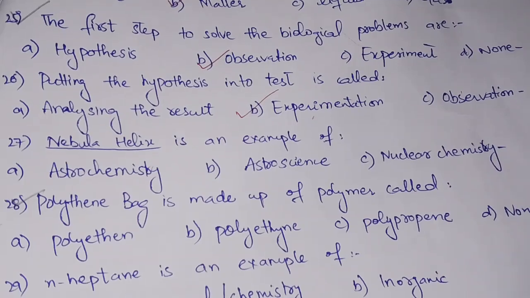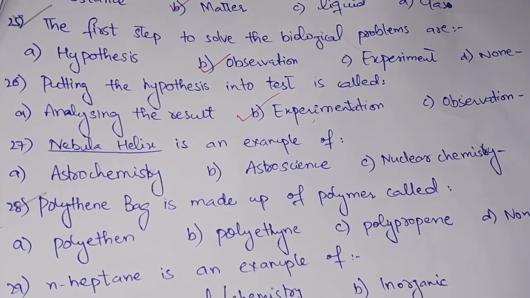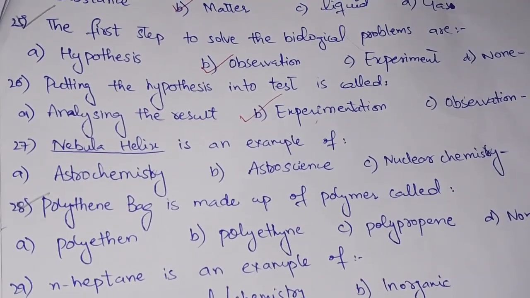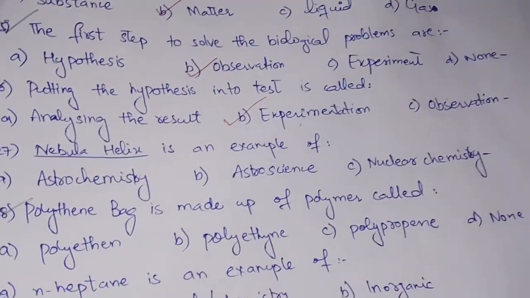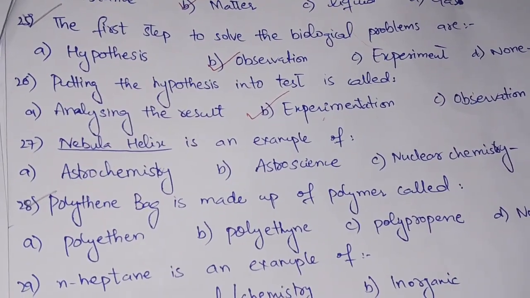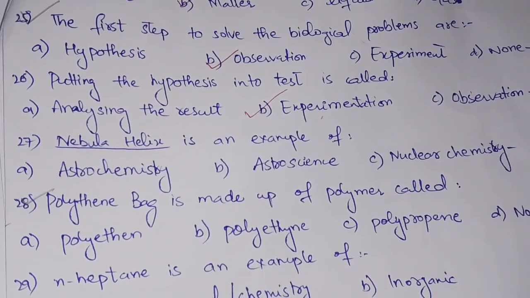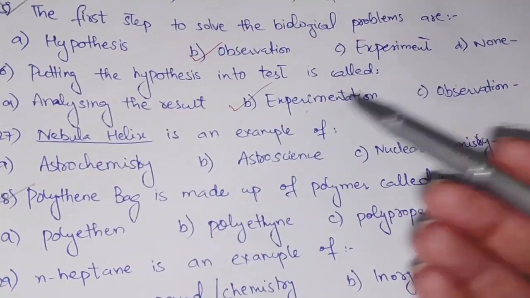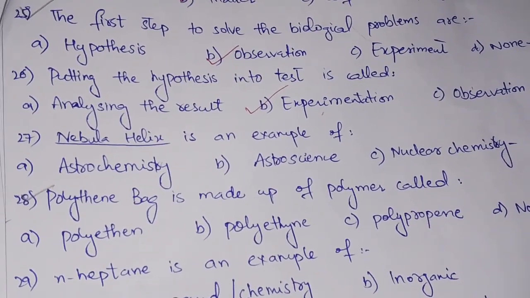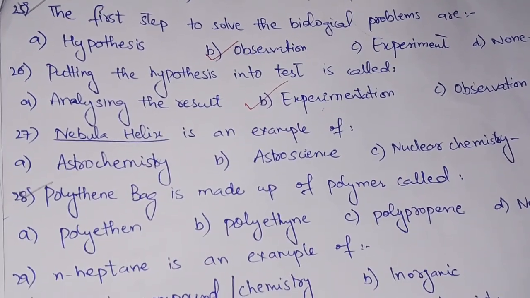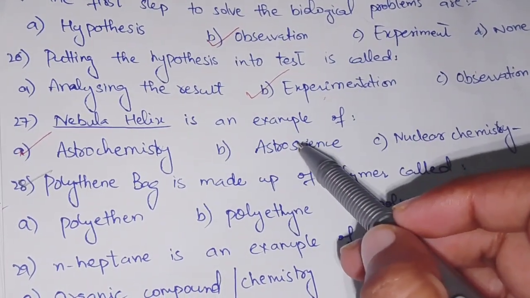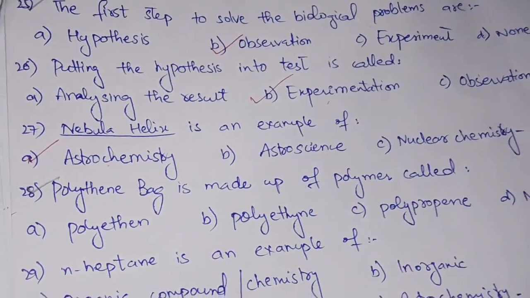Nebula helix is an example of option A astrochemistry, option B astroscience, and option C nuclear chemistry. Option C is related to radiations and chemical reactions, so it is not the correct option. We have astroscience and astrochemistry, and because it is a chemistry subject, both can be related, but we have to select the closest to our subject. Our subject is chemistry, so we choose astrochemistry. But in general terms, both astroscience and astrochemistry would be correct.